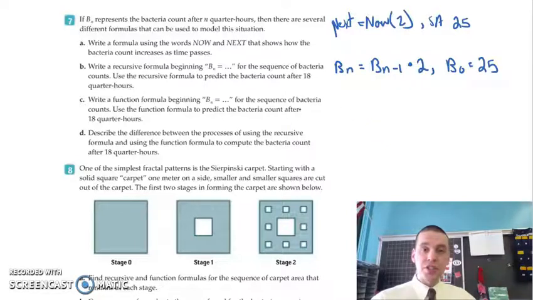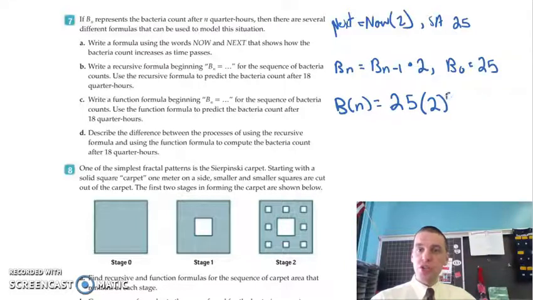And then we go into an actual formula. B of n equals, now not doing recursive, but an actual function. Okay, B of n equals starting 25, parentheses, we're multiplying by 2 to the n. That's exponential. So we have the next now, we have it written as a recursive that we still read as next now, and then we have the actual function formula.